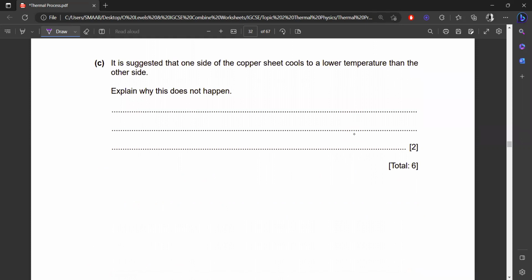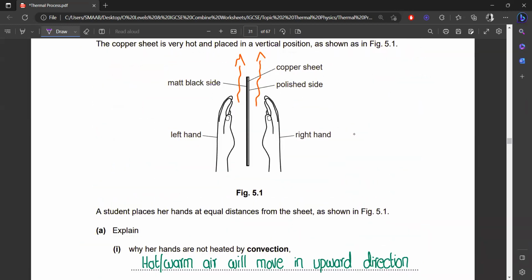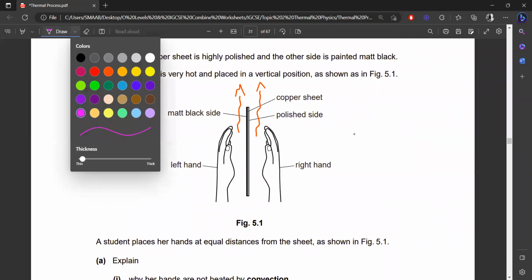And it is suggested that one side of the copper sheet cools to a lower temperature than the other side. Explain why this does not happen. Okay, so they are talking about the process. We are having two sheets, copper on the right and matte black side on the left.